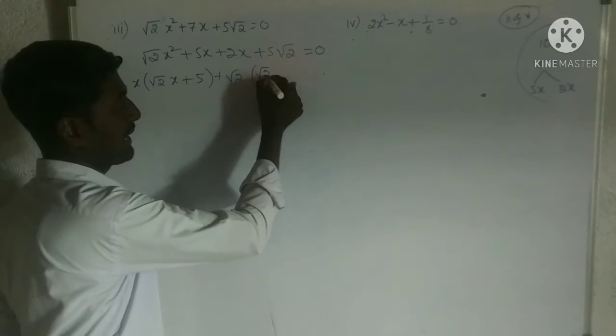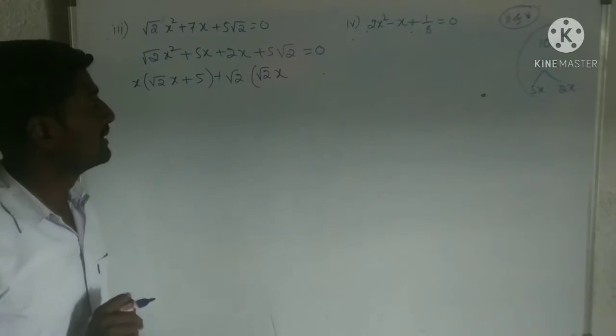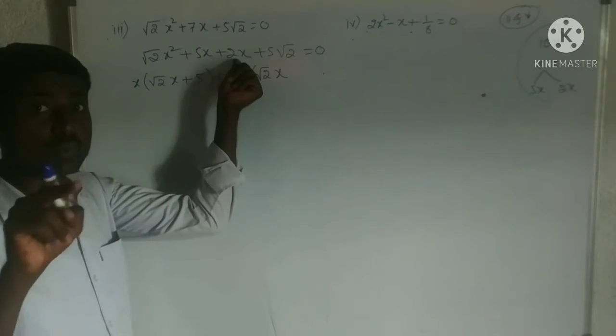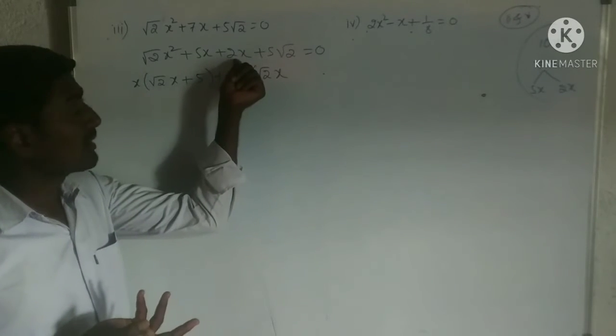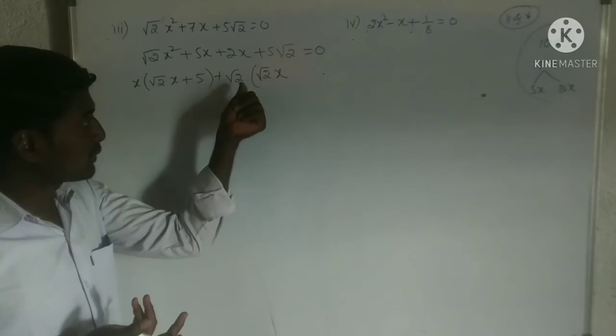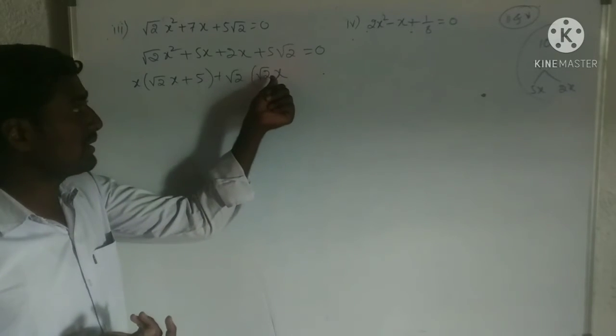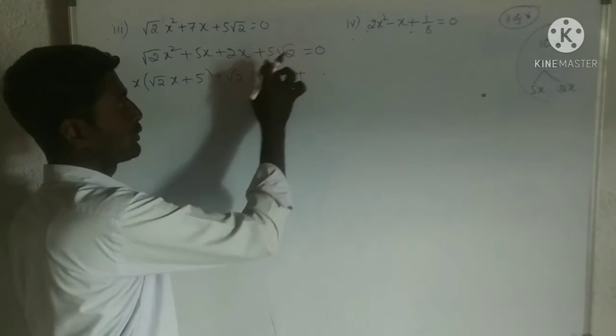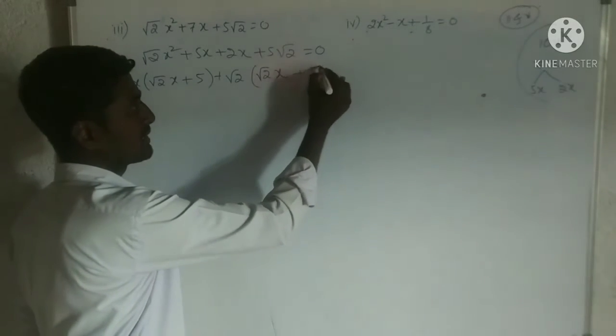Root 2x. Are you getting? In place of 2, I can write as root 2 into root 2. Root 2 into root 2 is 2 only. So in this root 2 into root 2, one root 2 taken outside. Remaining one root 2x. Plus this root 2 taken outside, remaining is what? 5 is equal to 0.